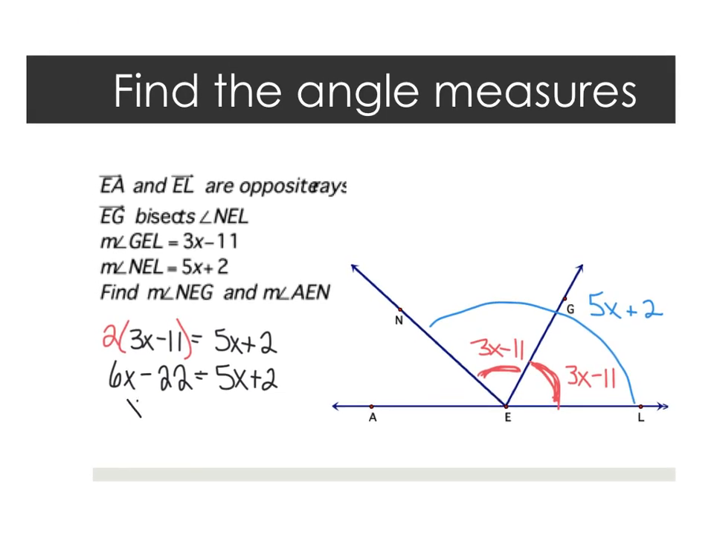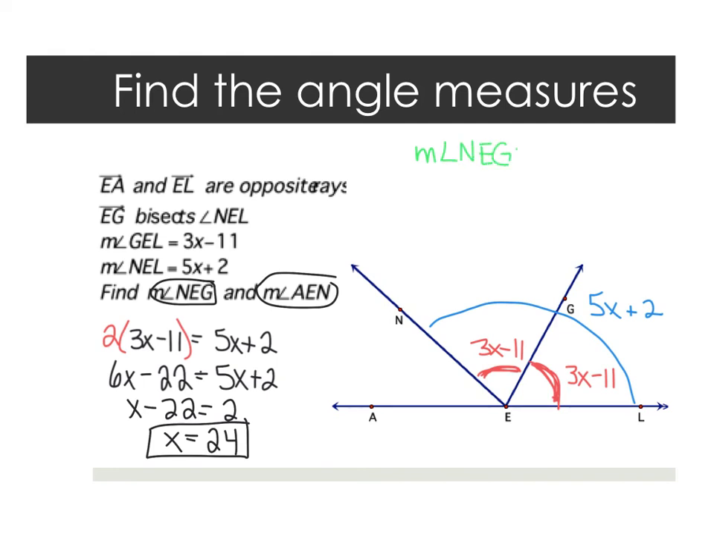So I'm going to subtract 5x from both sides. I get x minus 22 equals 2. x is going to equal 24. All right, but they didn't ask me for x. They wanted me to find the measure of angle NEG and the measure of angle AEN. Well, I needed x though, so it's not that I wasted time. The measure of angle NEG, these two angles are equal. NEG is going to equal the measure of angle GEL. They told me GEL is 3x minus 11, so 3 times 24, minus 11. This gives me 72 minus 11, aka 61 degrees. Okay, so I get this angle 61 degrees, this angle 61 degrees.